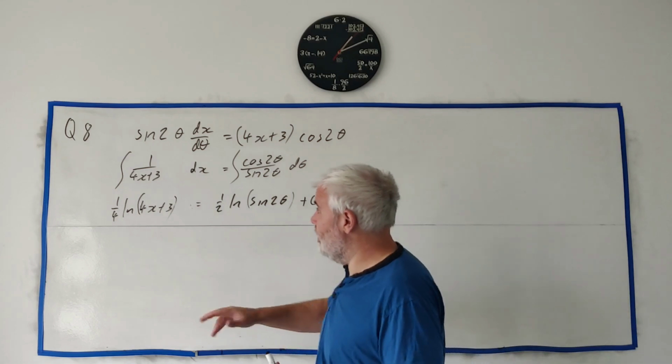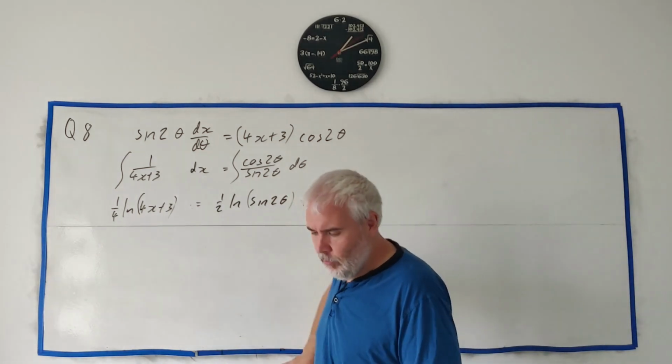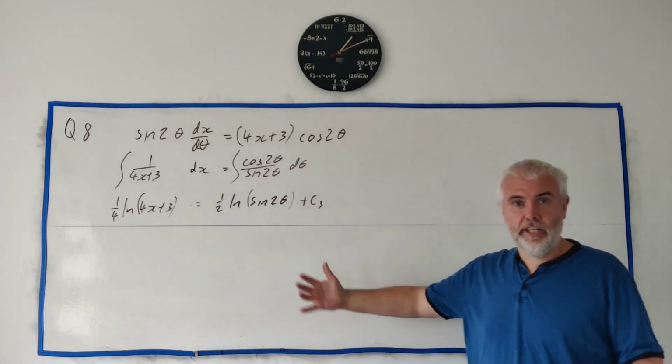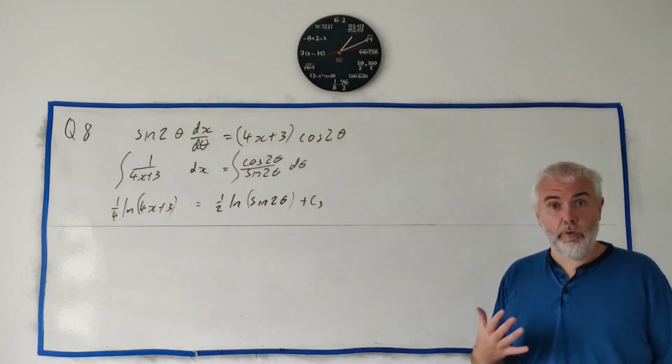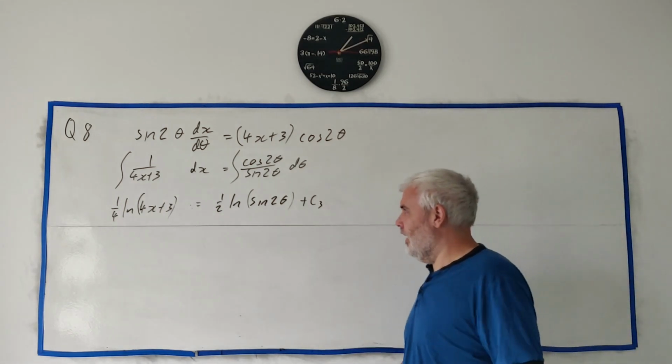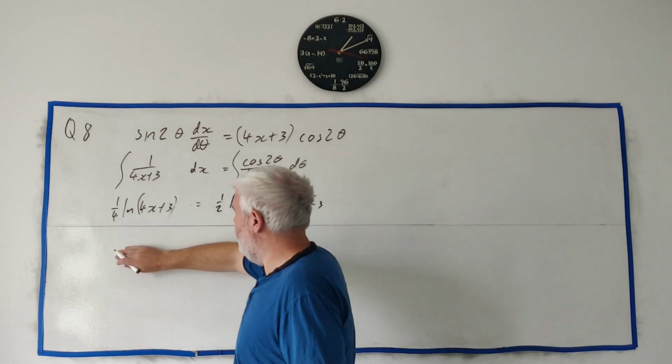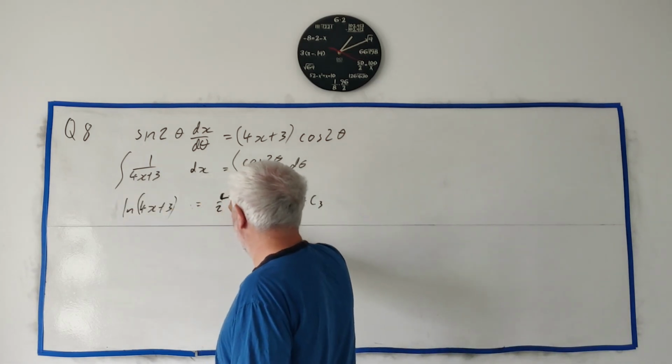We want to rearrange this so we have x on its own, x equals, and the only thing unknown on the other side is theta. So let's start doing that, and let's multiply both sides by 4. Let's be cheeky and just do it like that.